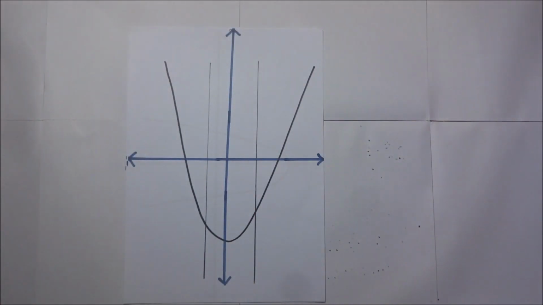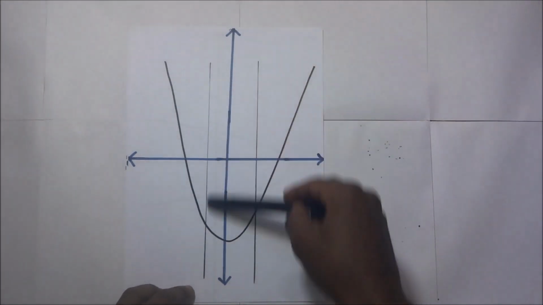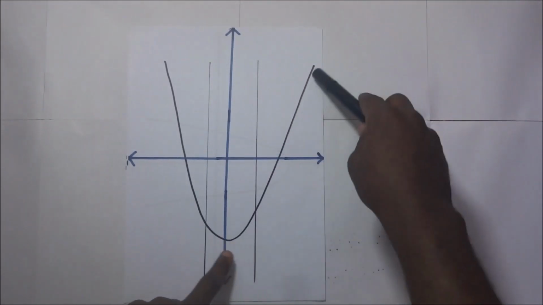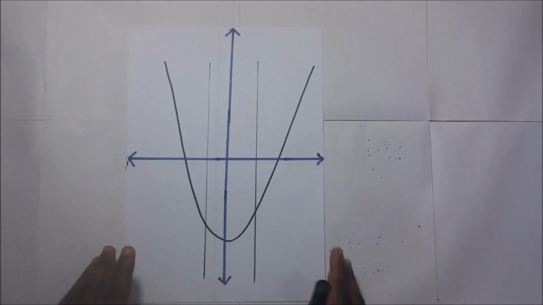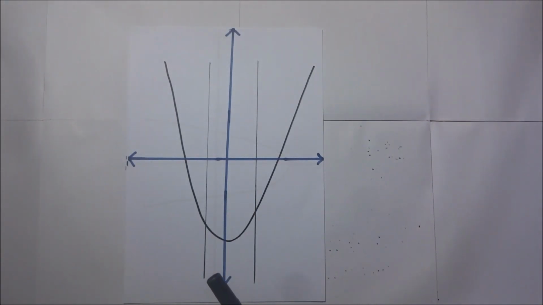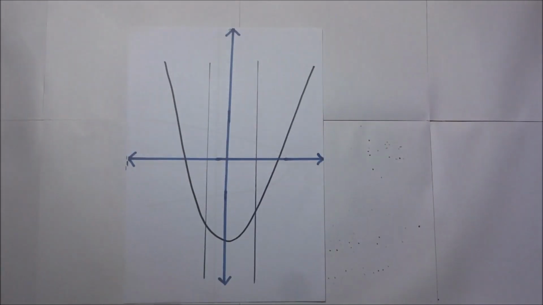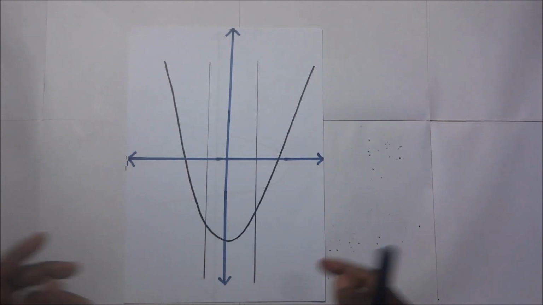Now, when we drew our vertical lines, we realized that this line crossed this quadratic graph exactly once. Even this one, it crossed exactly once. So what does that mean? It means that this quadratic graph is a function, because using the vertical line test, it is crossing exactly once. Let's look at another graph.